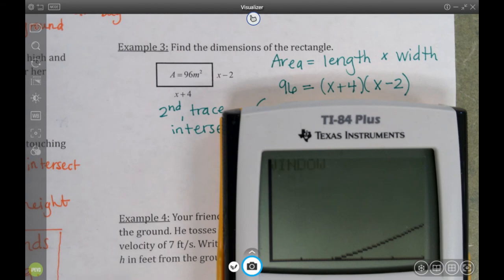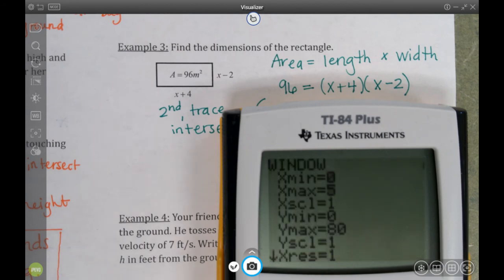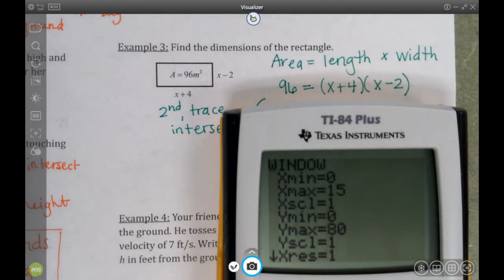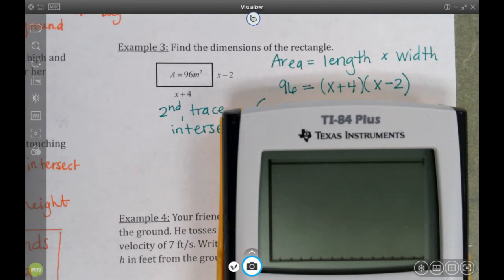So I'm going to go to window. Okay, well my x maximum is 5. That's really small. So I'm going to make that like 15. Totally guessing. I don't remember what the answer is. Okay. The y maximum is only 80. I need it to be at least 96. So I'm going to make it 100. And then I'm going to try and graph it again. Now you can see where they cross.